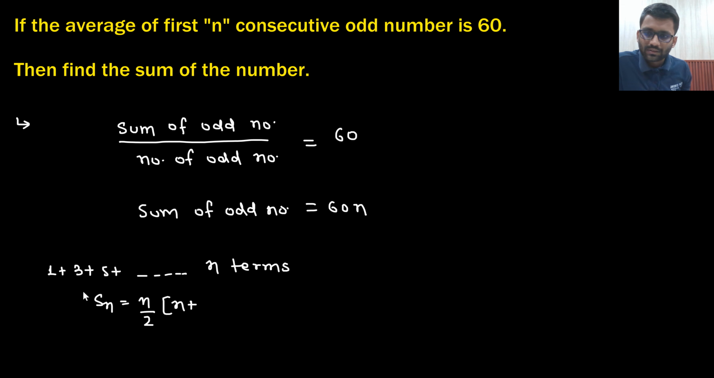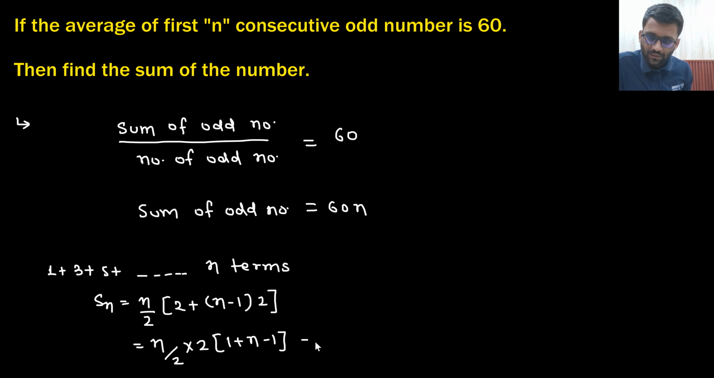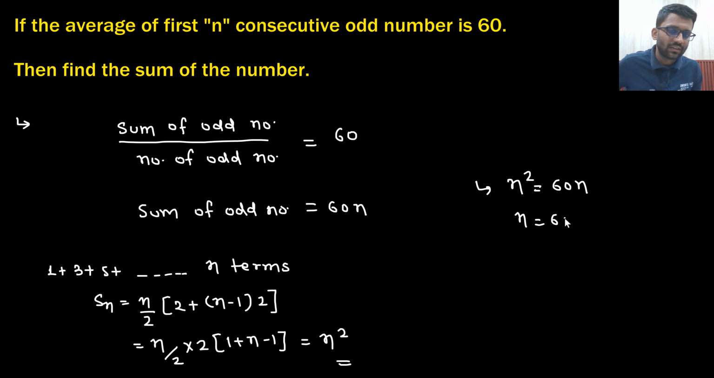So there are n terms. The sum is n by 2 into (2a plus (n minus 1) into d). So n by 2 will come outside, and here 1 plus n minus 1 will become n. That gives n square. So the sum of the first n odd numbers is n square. So n square is equal to 60n, which is what is given. So n is equal to 60, so you are talking about the first 60 terms.